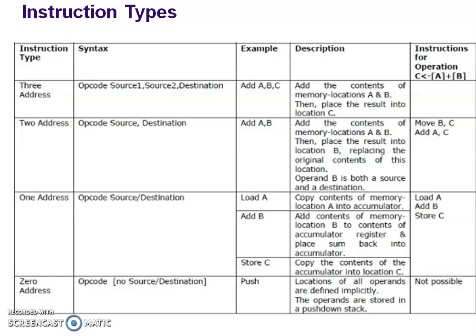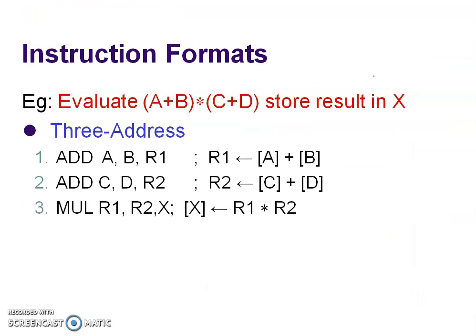So these are the instructions that are given, and each instruction's explanation is also given in this description part. Now considering the examples, here we are considering a statement like A plus B into C plus D. It is a form of expression, and after evaluating, the result needs to be stored in the X memory location. So for this expression to evaluate, you need to write the 3 address instruction, 2 address, 1 address and 0 address instruction.